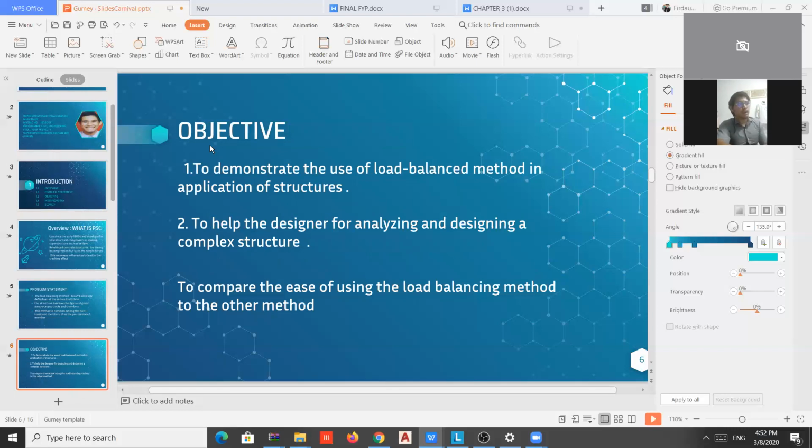The objective for our project is to demonstrate the use of the load balancing method in the application of structures, and to help the designer in analyzing, designing, or calculating complex structures. Lastly, we compare the ease of using the load balancing method compared to other methods. There are three main methods used in PSC design, which are the strength, stresses, and load balancing methods. We will compare them with each other to see which one is the most efficient.